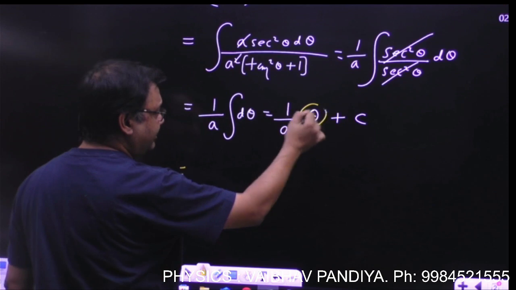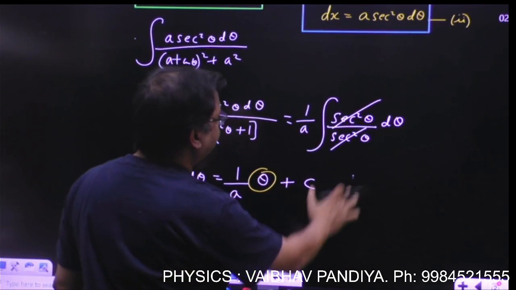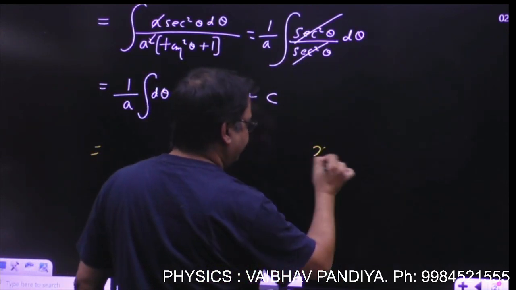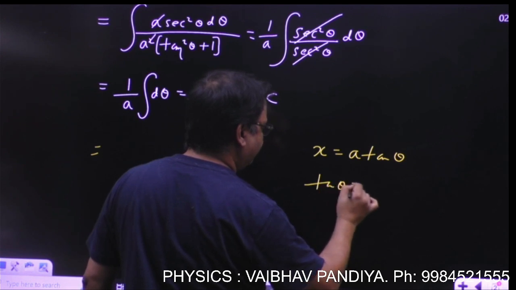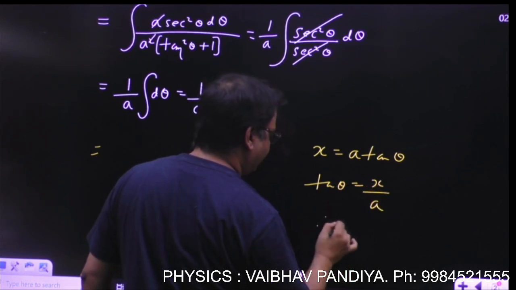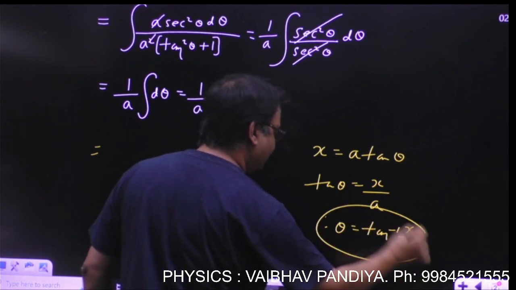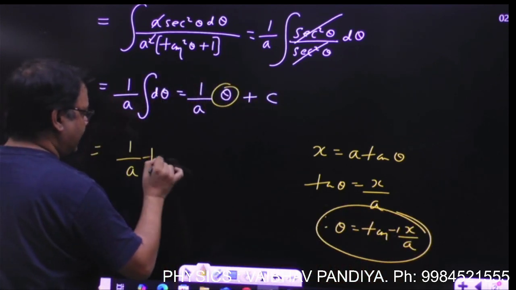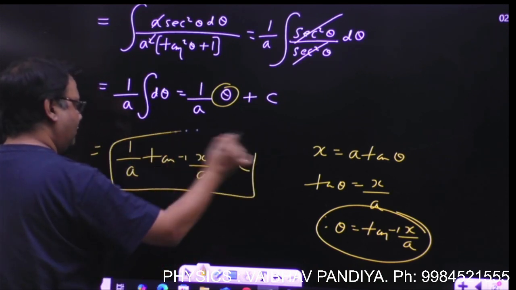Now we can't leave the answer in theta because theta is the intermediate variable. We have taken x is equal to a tan theta. So tan theta would be x by a. So therefore theta will be what? Tan inverse x by a. Okay. So it will be 1 by a tan inverse x by a plus c. That is the final answer.